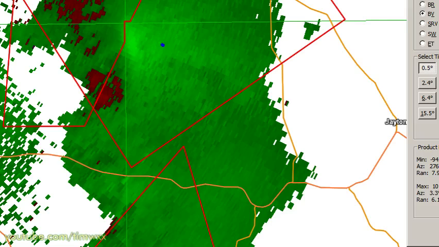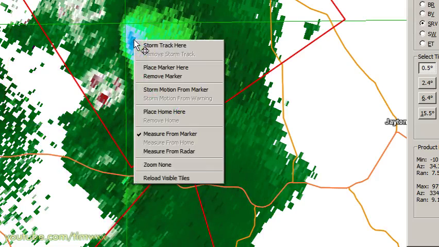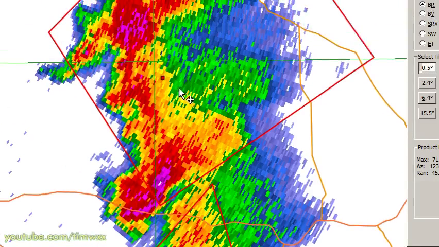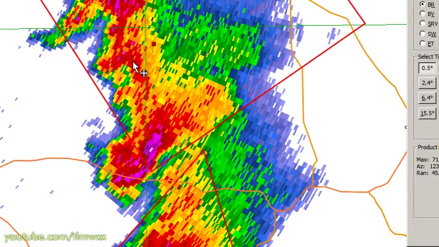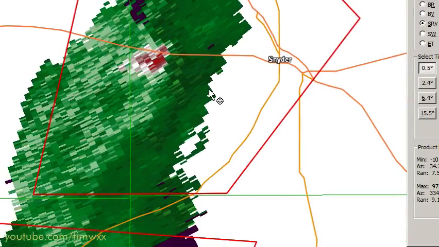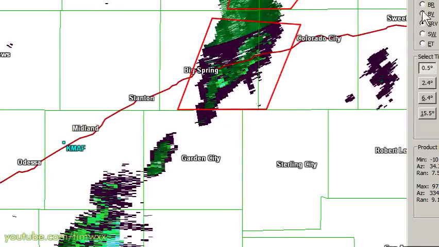I'm seeing what looks like a pretty good inflow coming into this area here. I'm going to put a marker right in that spot right there. And I guess that's telling us we're probably getting some inflow into this cell right here. So this would really be kind of a mess to be out chasing. And then further down the line, we're starting to get out of the range of the Lubbock radar, but anyway, that's what's going on there.